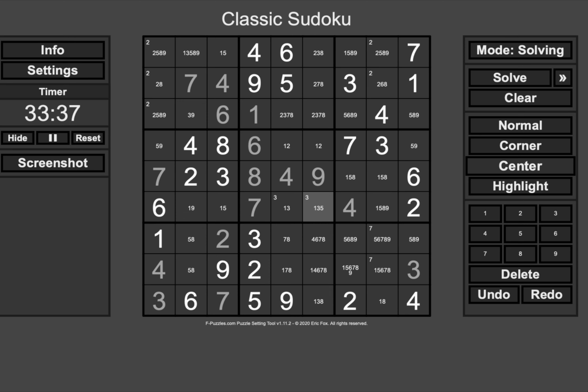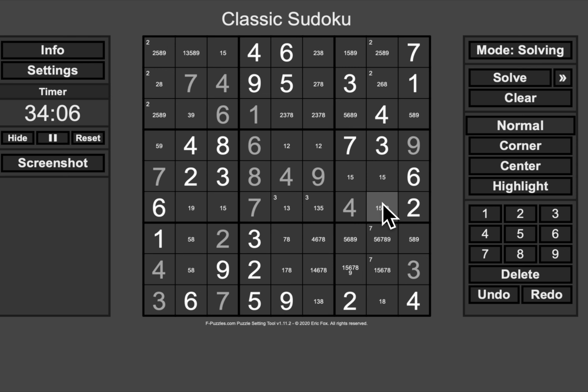Okay, that's not 4. Let's see, 7, 2, 3, 8, 4, 9. Okay. 2, 3, 4. Okay, so this looks like it's down to 1 or 5. Yep. That's down to 1 or 5. So this can't be 5 because I've used it in the box already, so that's a 9.